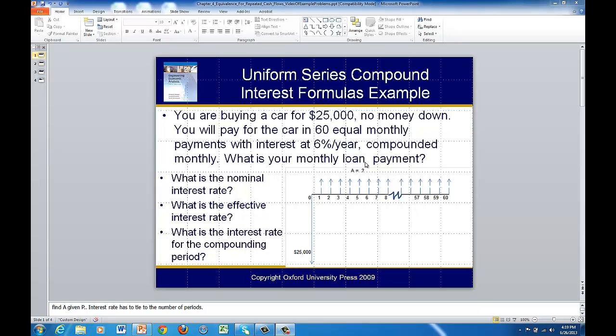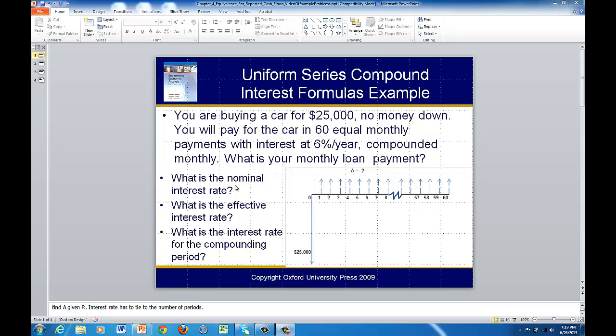So the first thing you're going to need to figure out is, what interest rate are you going to use? Let's use this as a quick review of nominal versus effective interest rate. What is the nominal interest rate? What is the effective annual interest rate, even though I don't say annual here, it's almost always the effective annual interest rate? And what is the interest rate for the compounding period? Why don't you see if you can come up with that. Press pause right now, and then I'll go through it.